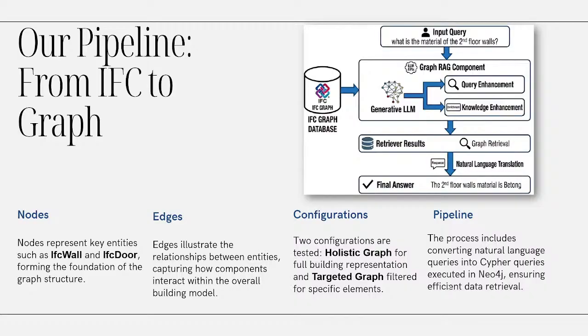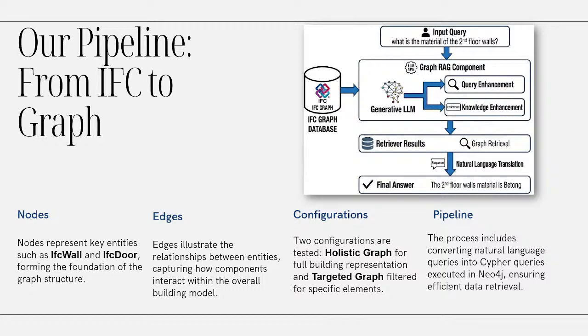So this graph shows the pipeline of how we start. The main idea of the system is that we want to have an intuitive interaction with the IFC standards. So for example, the user would ask a question like this one: what is the material of the second floor wall? And then it gets an intuitive natural language answer like, the second floor wall material is beton.